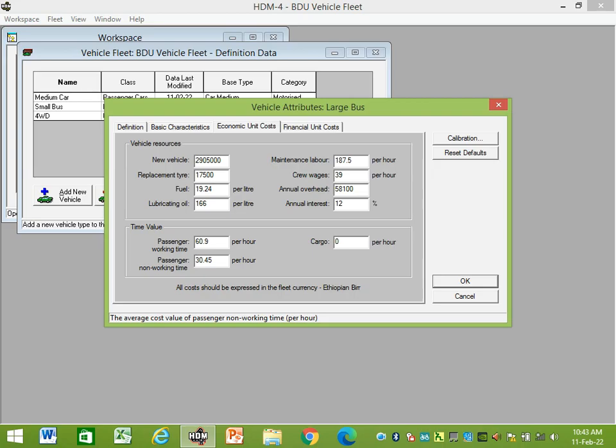Replacement tire, tire cost economic? Large bus 14,525. Okay, I think you are right. This is economic. Okay, thank you. You are right, 14,525. So you are closely following it. I'm very happy. Replacement tire 14,525.